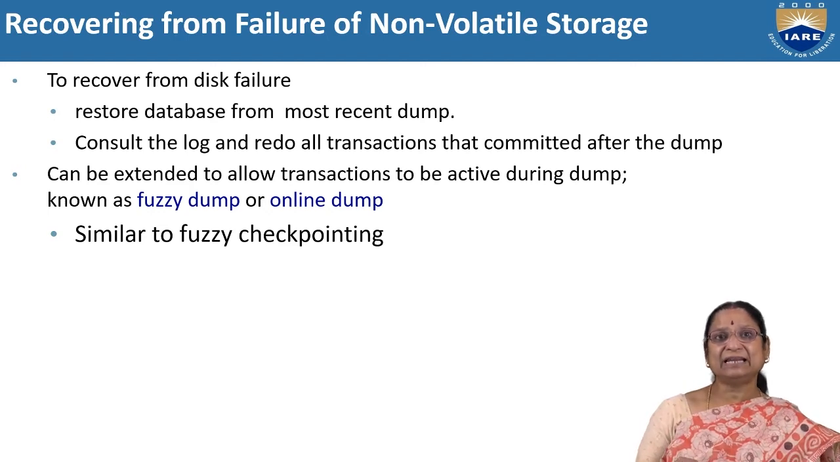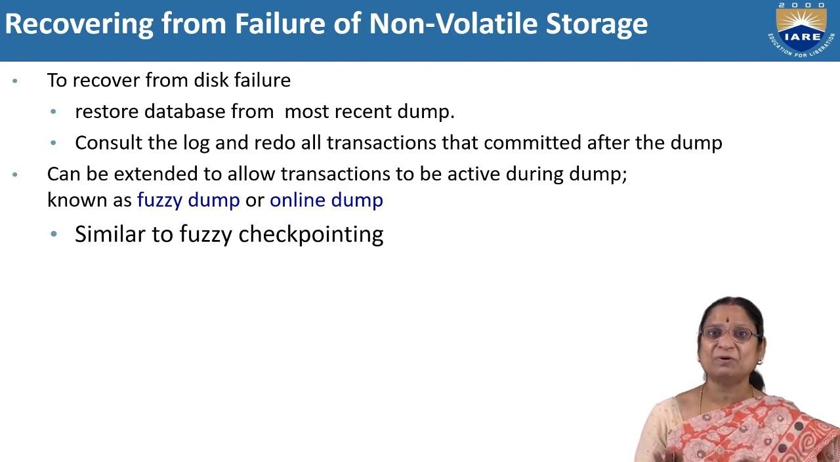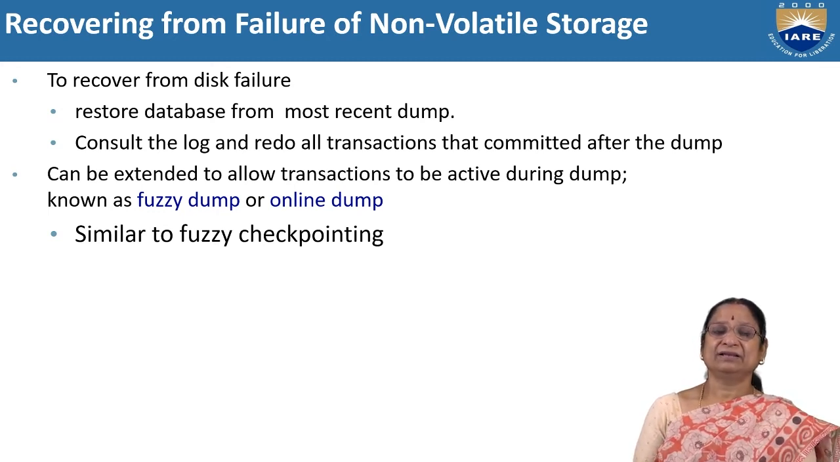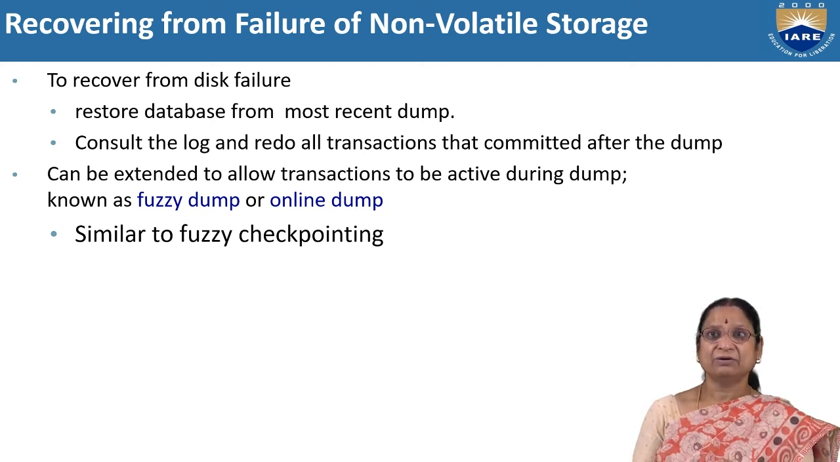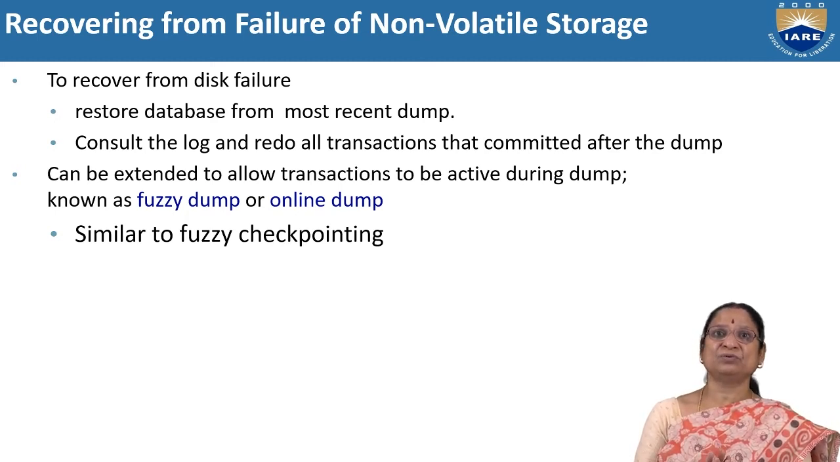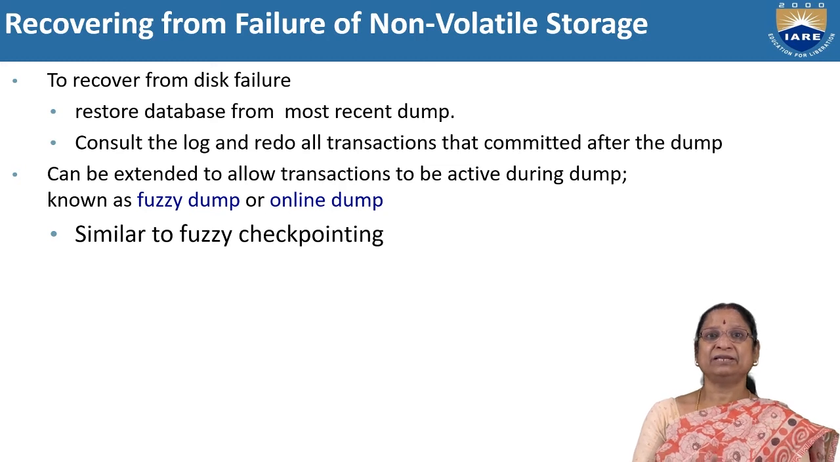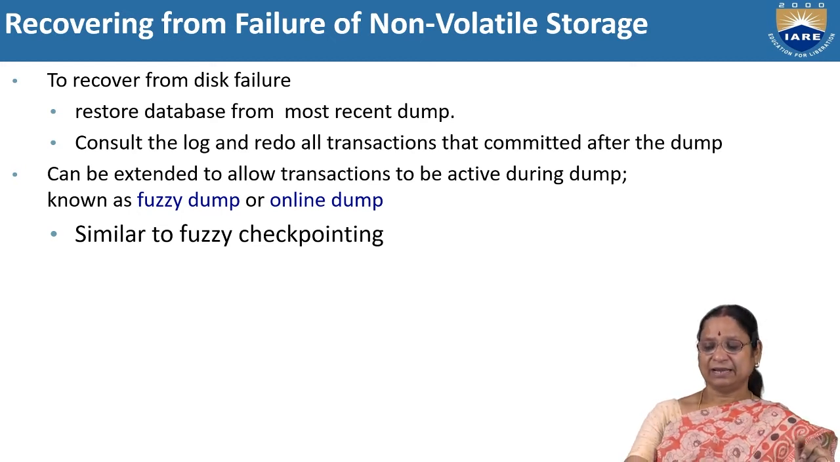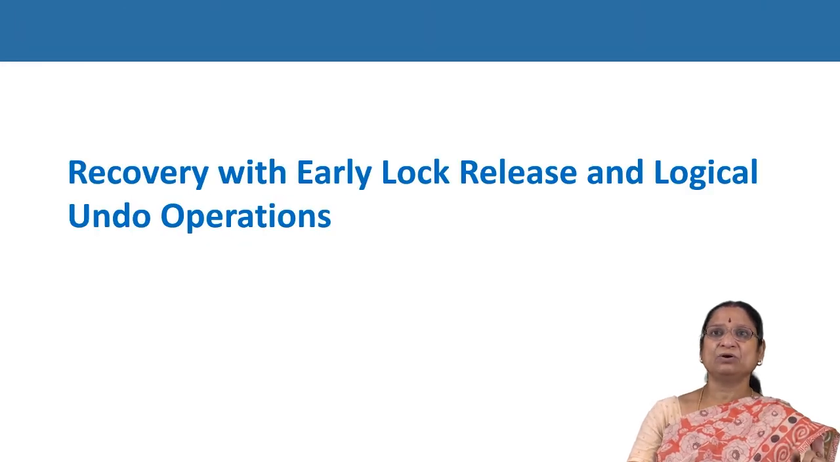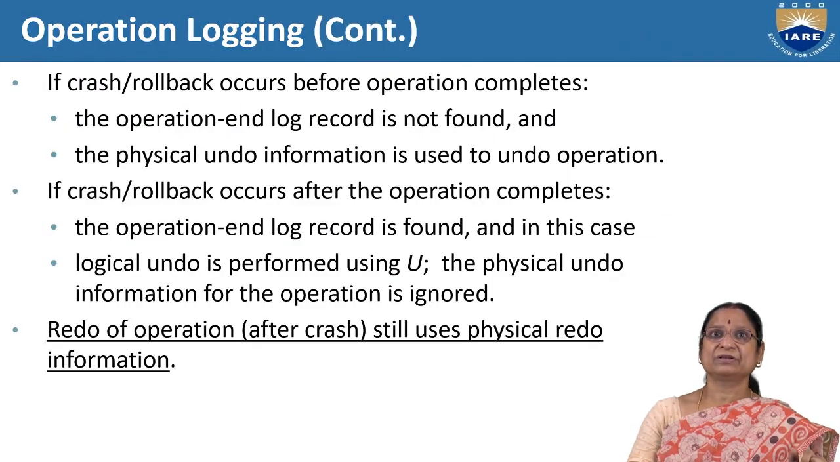Sometimes in real-time applications, it's not possible to stop our processing. In such cases, what will we do? We will extend this process, that is, during the dump process also. That means during the process of dumping, or during fuzzy checkpointing, transactions are allowed. In such cases, we will call it a fuzzy dump or an online dump, similar to fuzzy checkpointing.